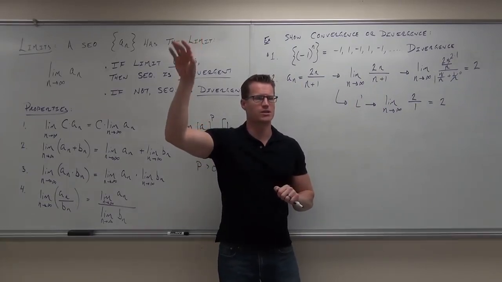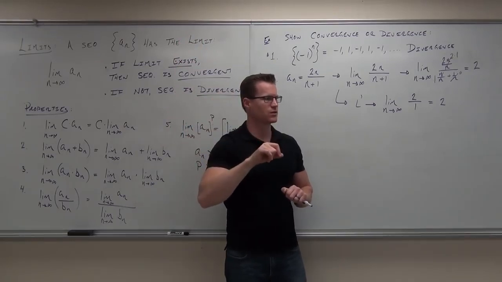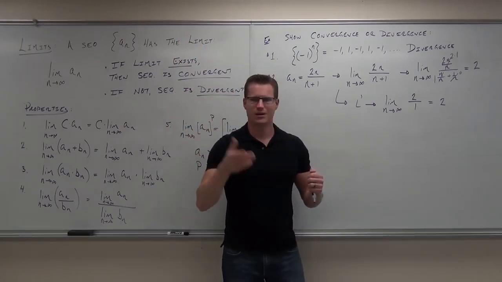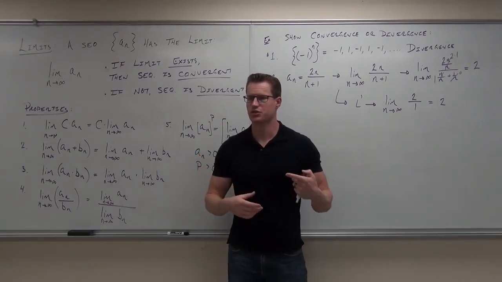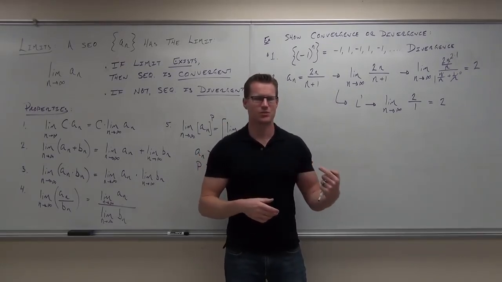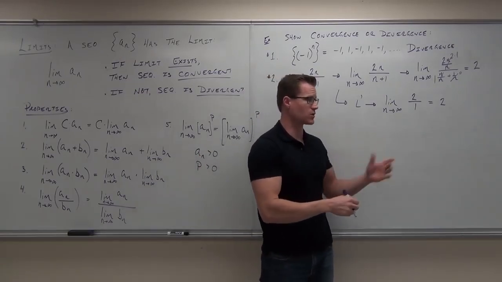Now, here's my question. Does this show convergence or does this show divergence? Convergence. Why? Because the limit exists. Perfect. Now, does it say that this whole sequence equals 2? Sequence is a list of terms. You can't say it equals anything. It equals what it equals. It equals all the terms up to the infinity term, okay?